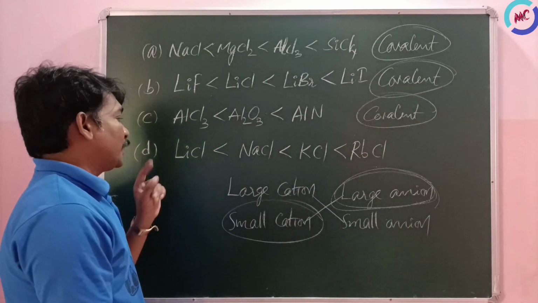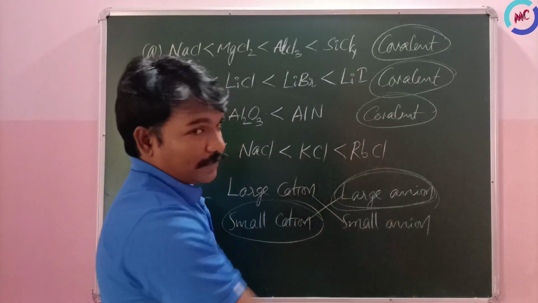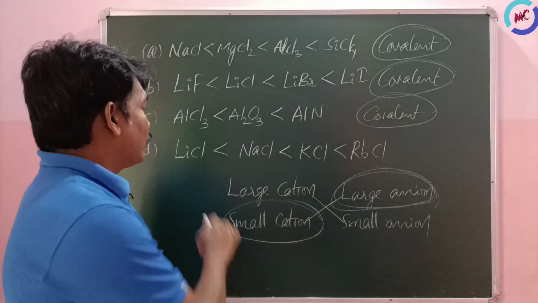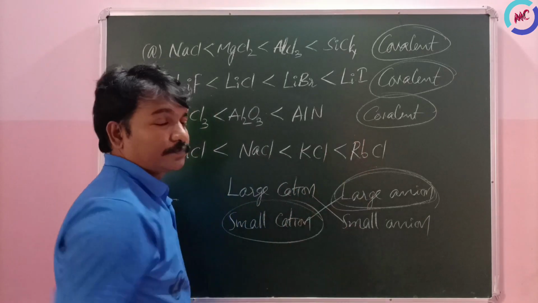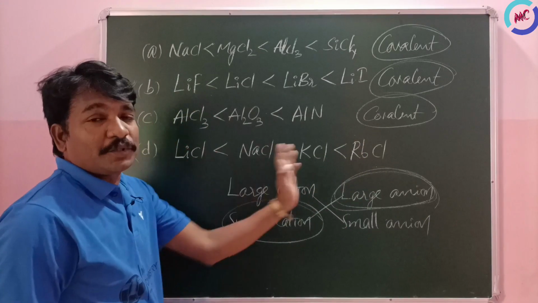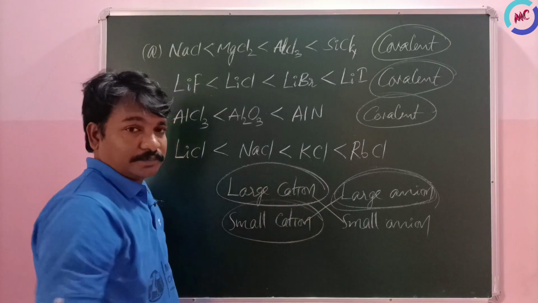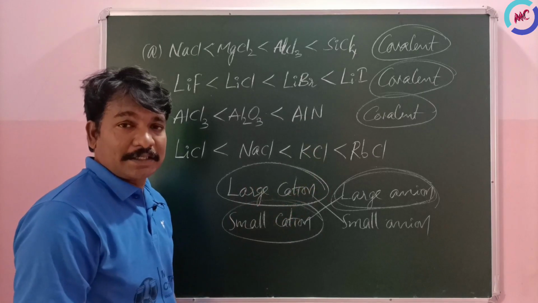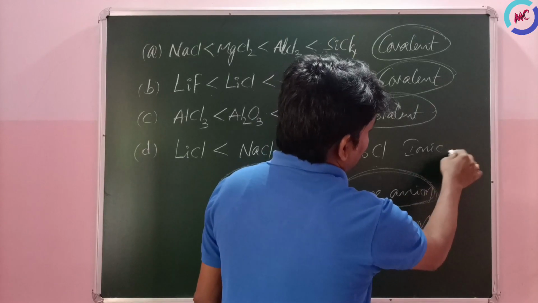And see here, option D, lithium chloride, sodium chloride, potassium chloride, rubidium chloride. Chlorine is common, leave that anion. Now, focus on cation, lithium, sodium, potassium, rubidium. What is happening here? From left to right, cation size is increasing. Large cation with anion results in ionic bond formation. This is ionic in nature.